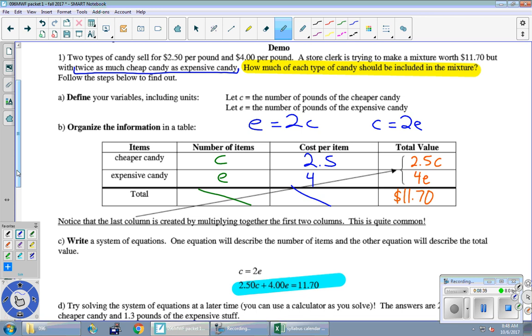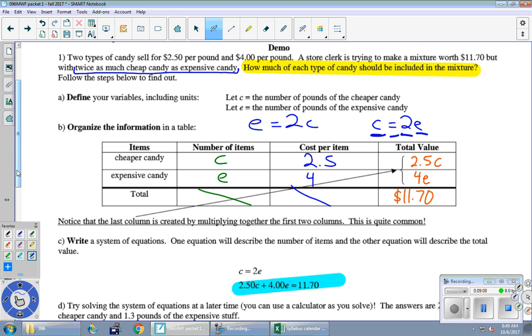This is a case where the English language isn't doing us any favors. When we say there's twice as much cheap as expensive, which one is the bigger? Which one has more? Cheap or expensive? The cheap one is more, right? This is really saying the cheap one is twice as many as the expensive one, yes? And that is given by the second equation. The cheap one is twice as many as the expensive one.